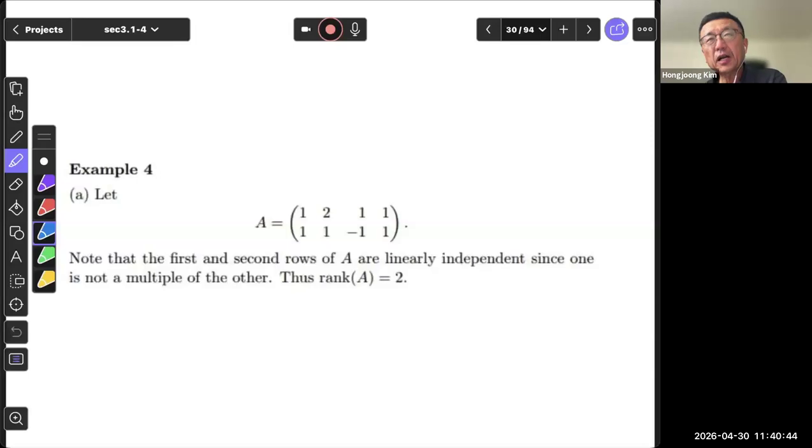Anyway, in example 4, when I look at this A matrix, these two rows are linearly independent, definitely, because the first row is not a multiple of the second row, and the second row is not a multiple of the first row. So these two rows are linearly independent, so the rank is 2. That means even though there are 4 columns in the A matrix, only 2 are linearly independent. The other 2 are redundant.